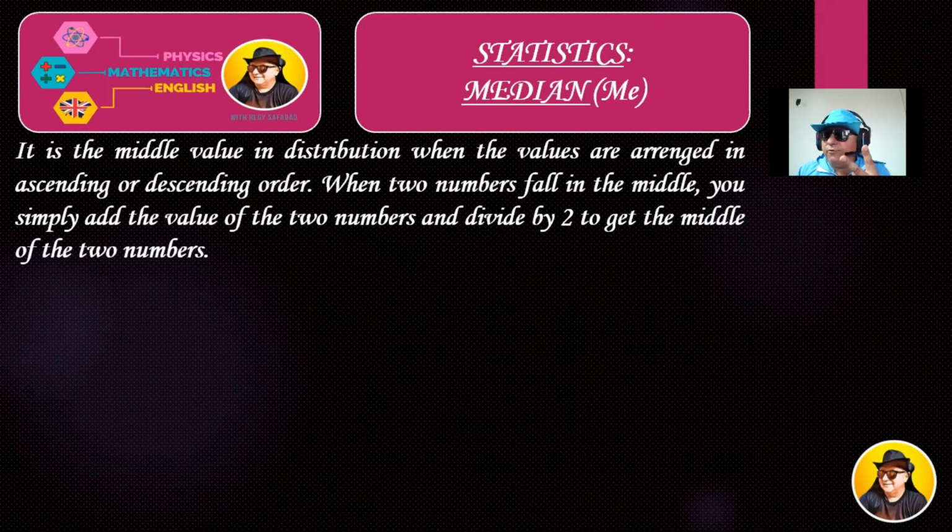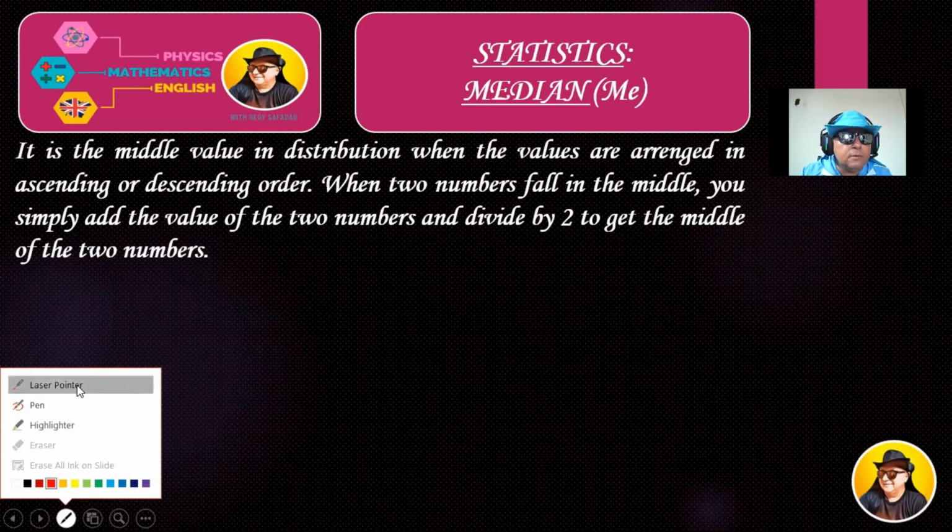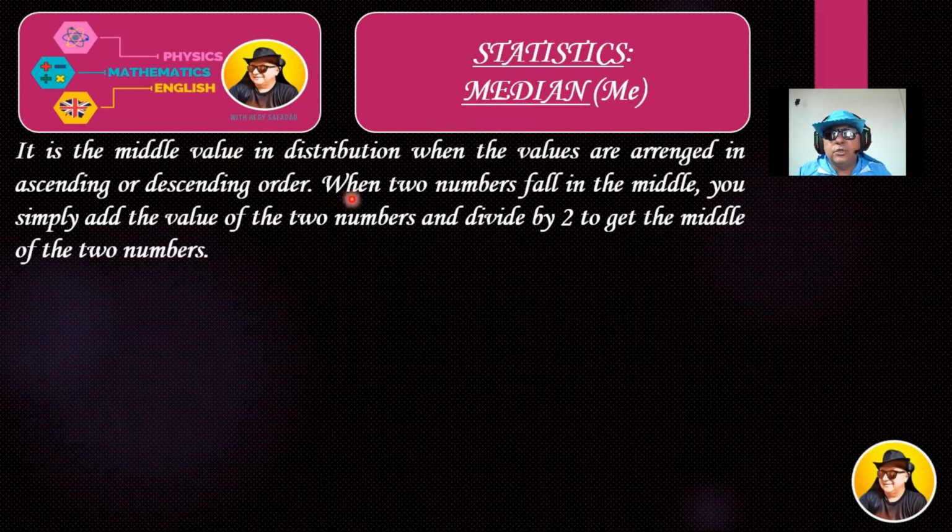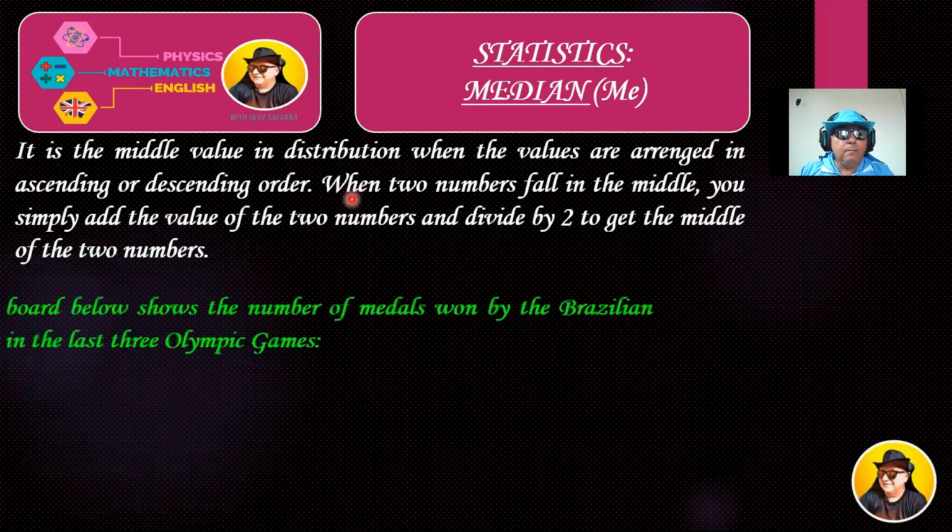So there are two forms of calculating the median. It depends on the quantity of the distribution that you have, if it is an even or an odd number. Well, let me show you one here. There's a pointer. Okay, so from here. When two numbers fall in the middle, you simply add the value of the two numbers and divide by 2 to get the middle of the two numbers. So example A is one form of calculating this, and example B is the other form. Let's check both of them.